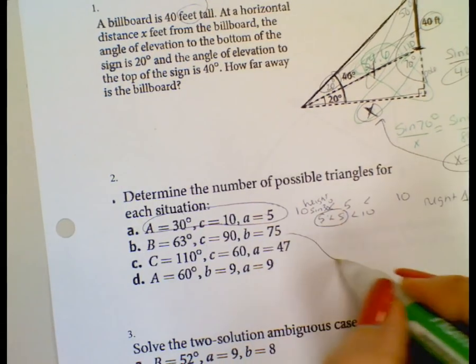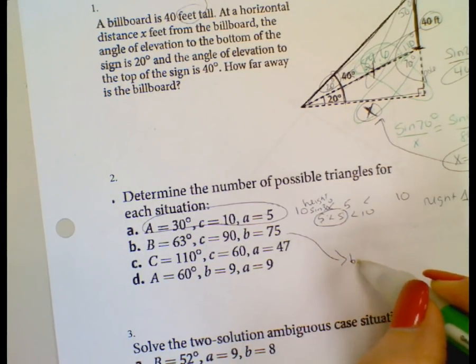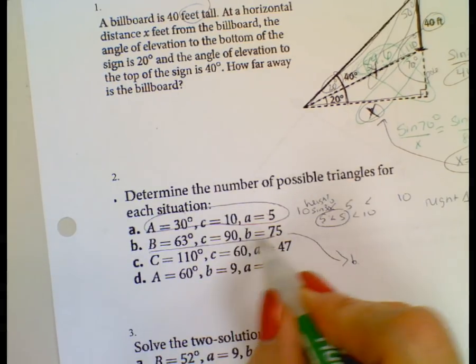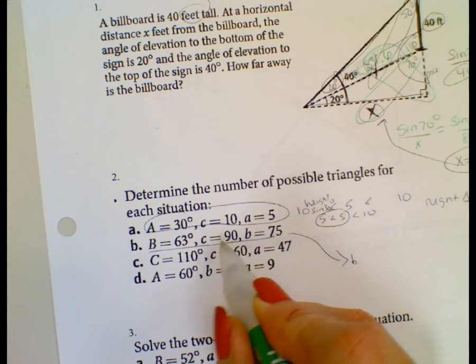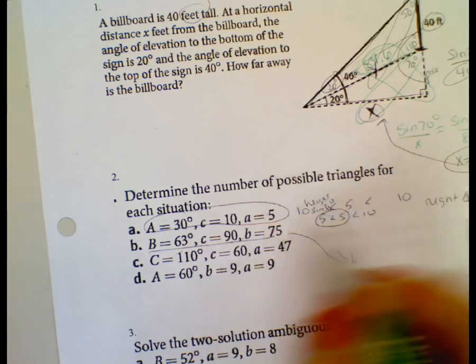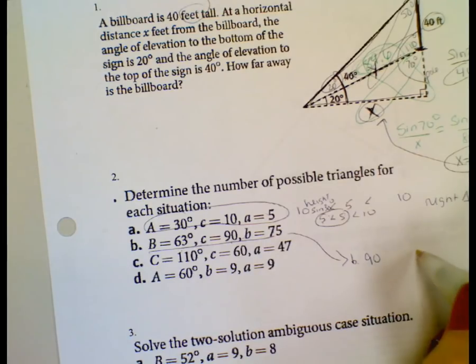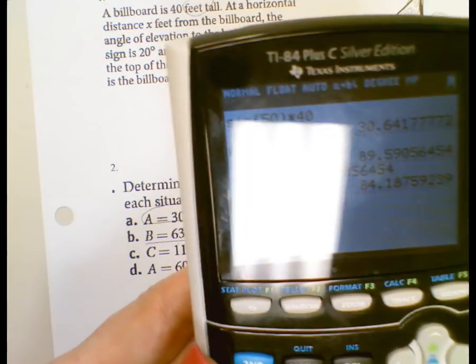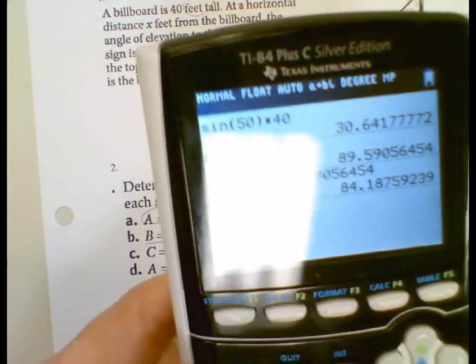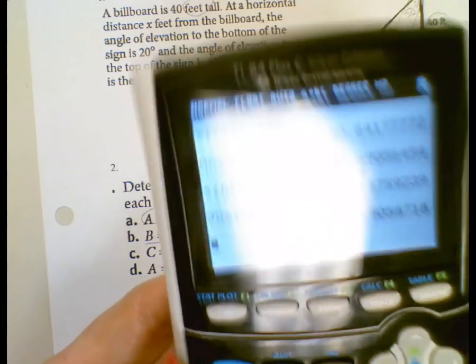So for B, let's do B down here. The oddball of this one is 90. You see that? C, you got big B, little b, and then C. So we're going to put the 90 here and here. I put side 75 in the middle, and we're going to go sine 63. So 90 times sine 63 is the height, and that is 80.2.